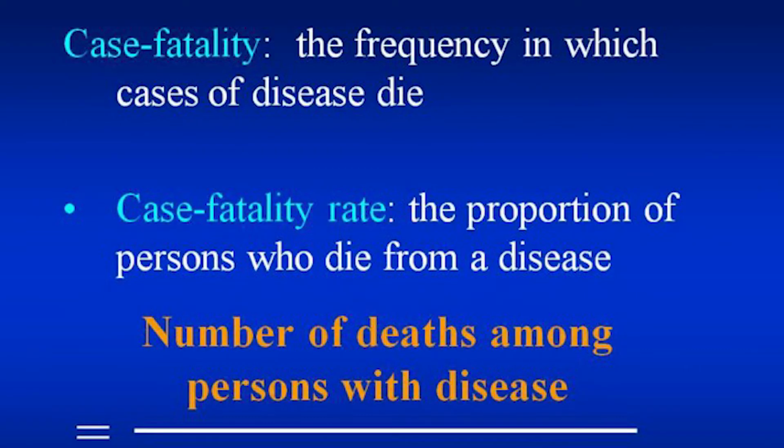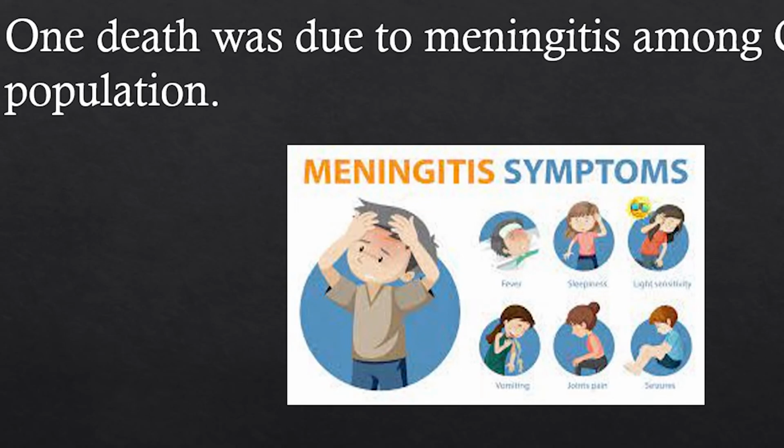A case fatality rate is the proportion of persons with the disease who die from it. For example, one death due to meningitis among the county A population. All of these measures are proportions and none of them is expressed per unit of time.